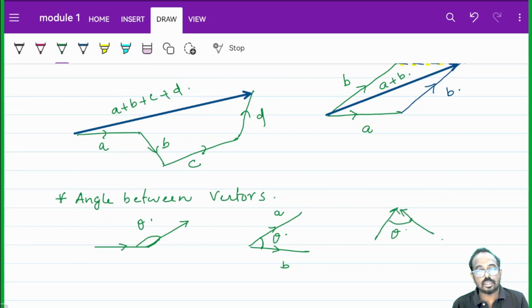The angle between vectors, how will you calculate? If you want to know the angle between the vectors, make sure that it's either tail to tail join or head to head join. Okay, so you need to remember this also.